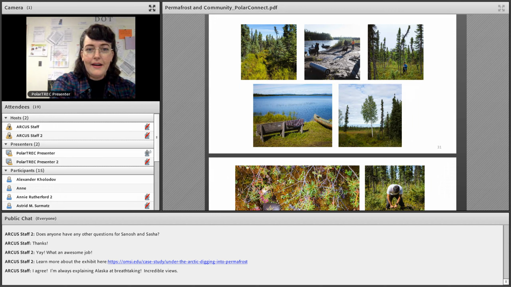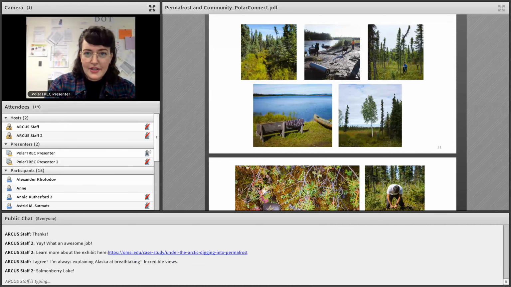Okay, and then on this next slide here, this is just a look at what the landscape looks like. It's really beautiful. You can see Mount Denali in the background. That lake that you can see, Salmonberry Lake, is always super pretty. And we had a field site right next to it, so it was great to get to go visit that often.